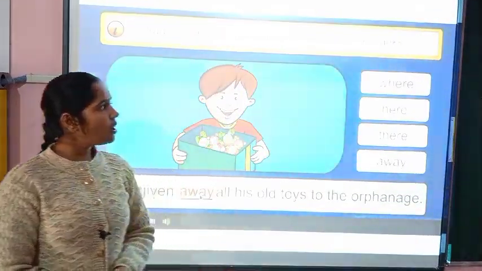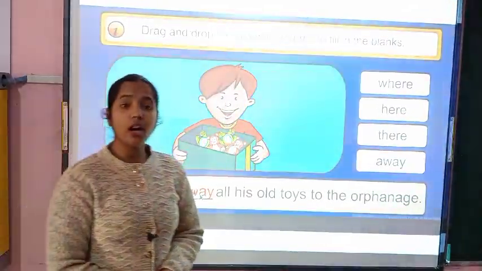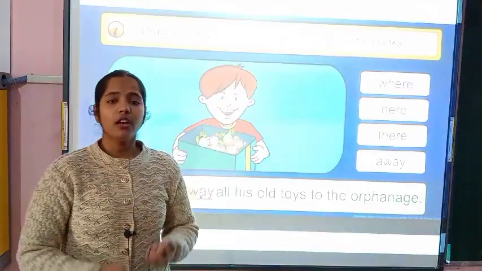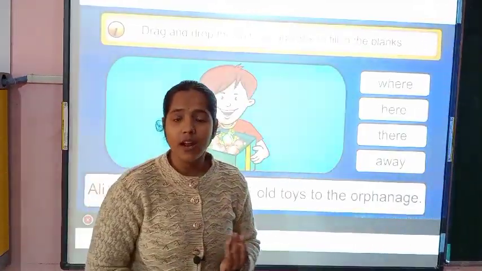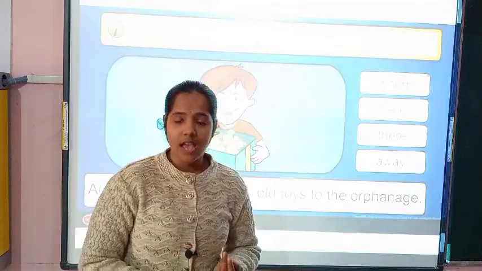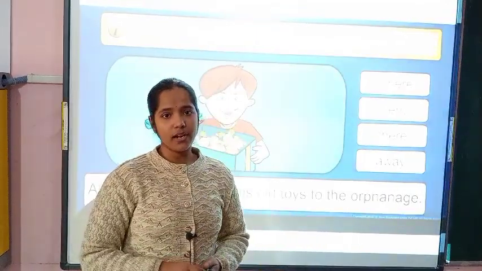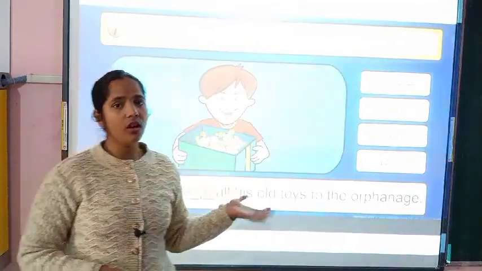So these are all words related to adverb of place. Understood? So we have read adverb of manner, adverb of time, adverb of place. I will give you some questions related to that, and you can also write these questions in your copy now.